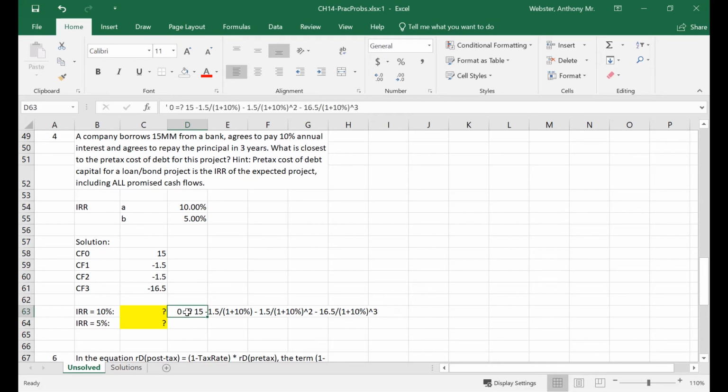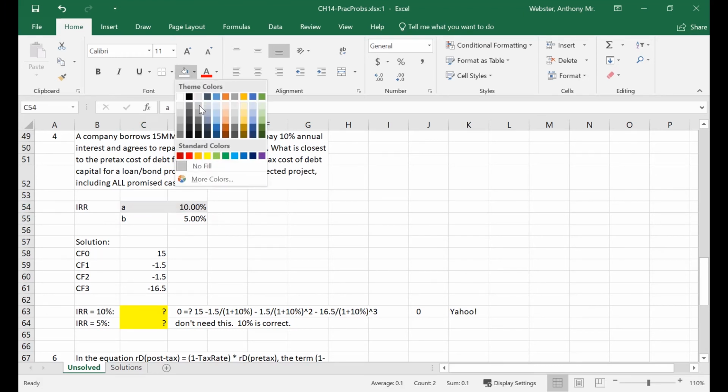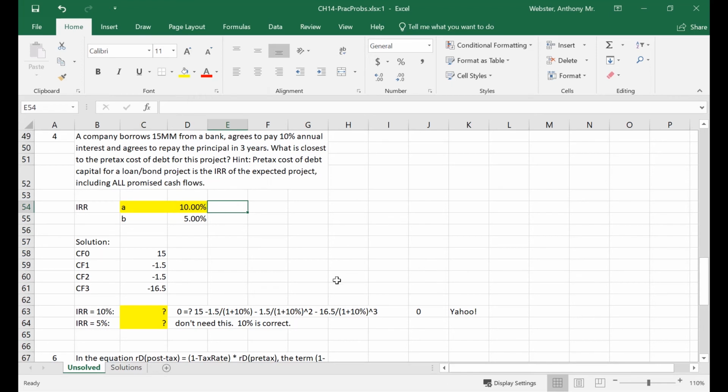So let's see if this is true. I'm going to just paste that in over here and let Excel calculate it for me, exactly the same way you would do it in a calculator yourself. And look at that, bingo. That makes me so happy, because now I don't have to do the same thing for 5%, so I've just saved myself some time. So we found out that using 10%, we satisfy the IRR formula. So that's the one that we want. So the cost of debt capital pre-tax for this project is equal to 10%.